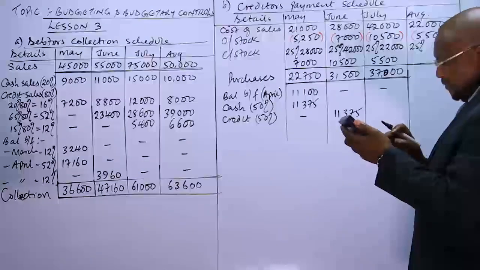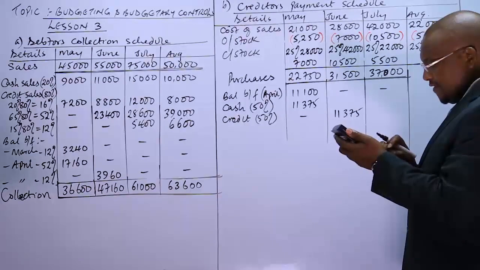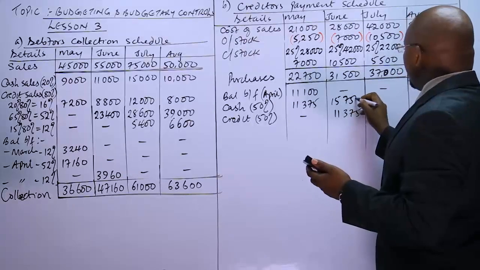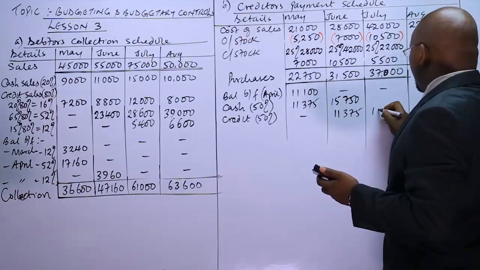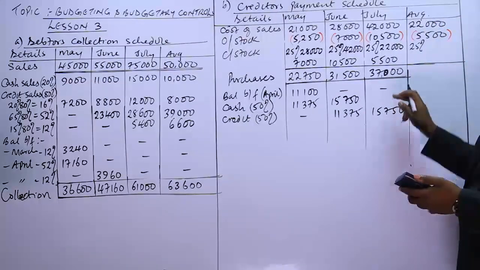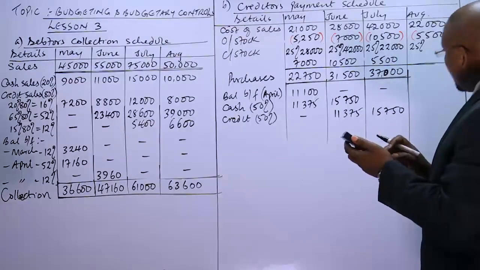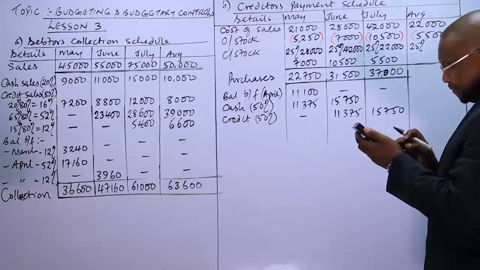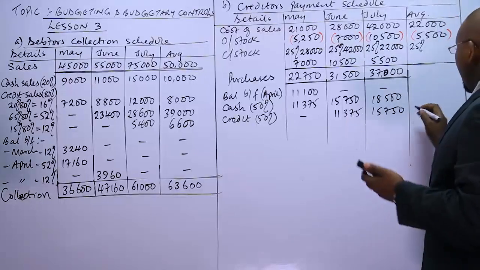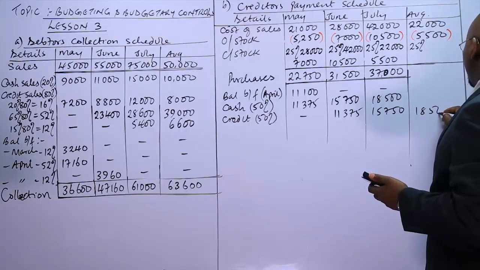0.5 times 31,500. This is 15,750 I receive in the same month, and the other 15,750 I receive in the following month. Then when it comes to the month of July, 0.5 times 37,000. This is 18,500, and the balance will be received, 18,500.